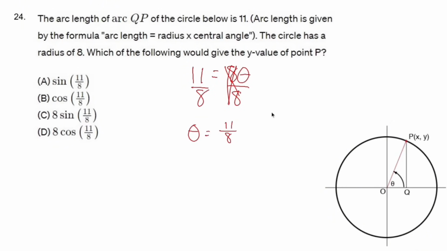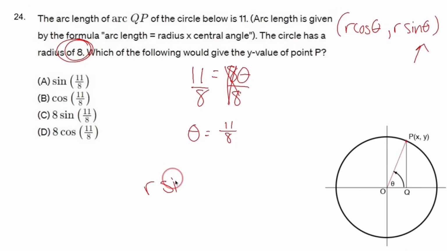Well, that's nice. We have the theta part. Now we have to give the y value of point P. Since we have a radius of 8, we are not just doing regular cos theta, regular sine theta. This is not the unit circle. This has a radius of 8, so we have to throw the r there. Now, the y value is going to be sine, so we need to find r sine theta. r is 8, sine is sine, theta is 11 over 8.